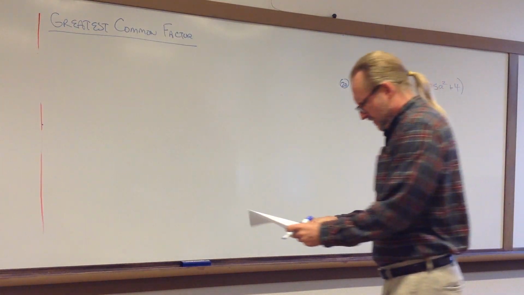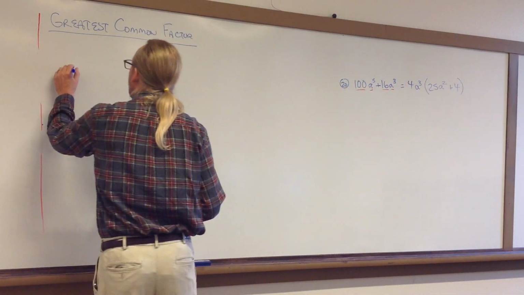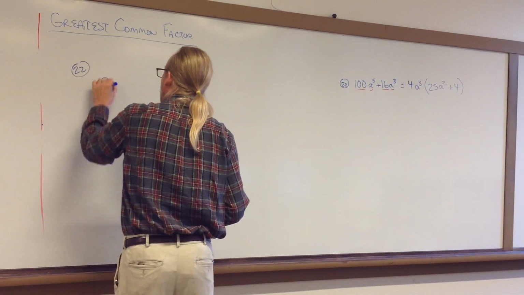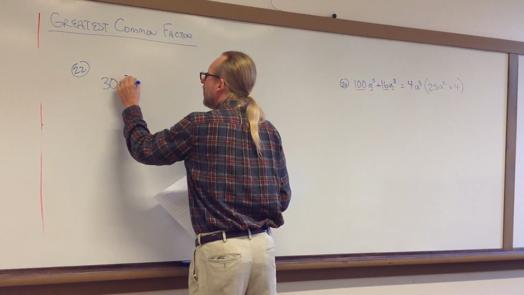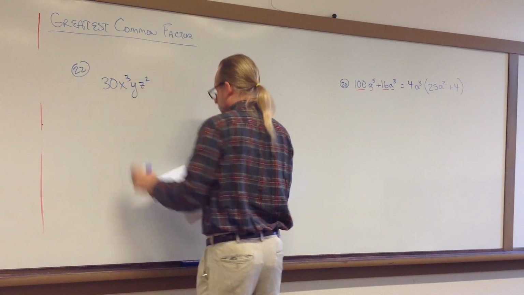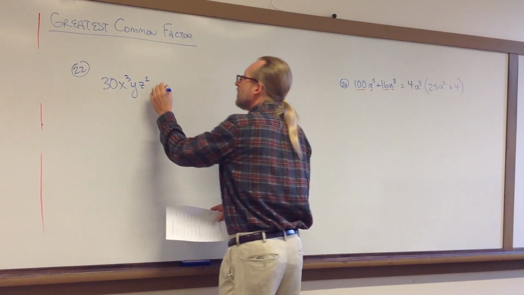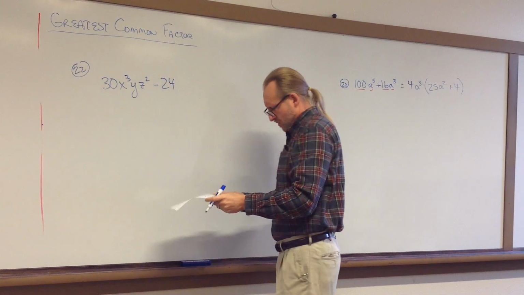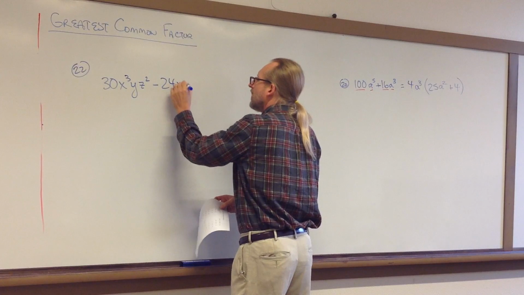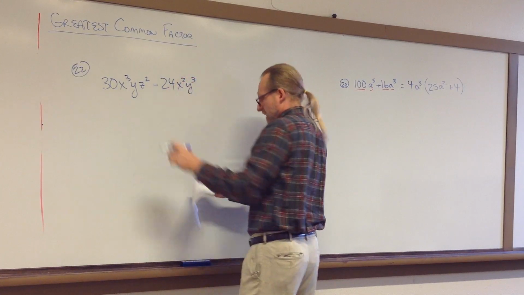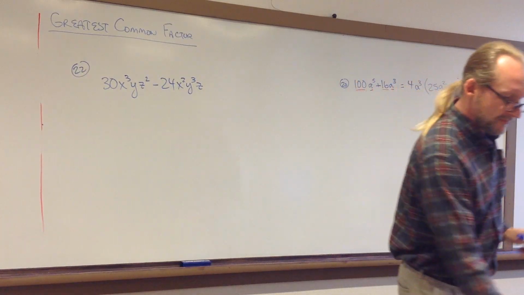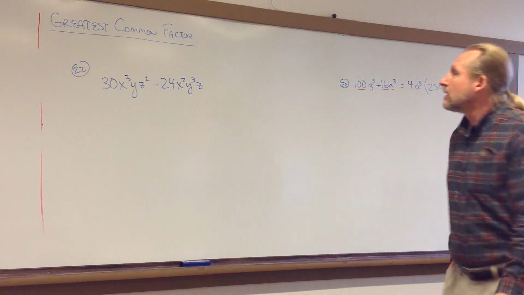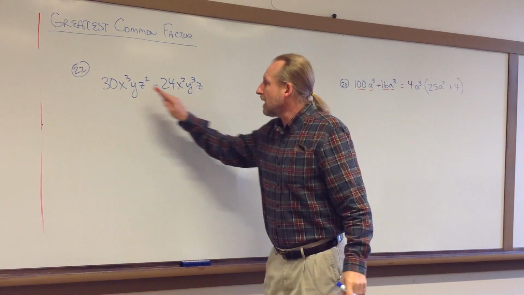So let's see, we start with 30x cubed yz squared minus 24x squared y cubed z. All right. So again, what's the greatest common factor?